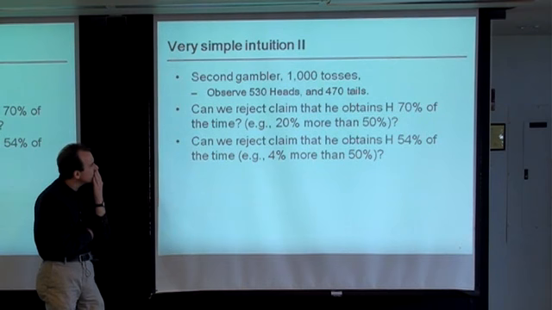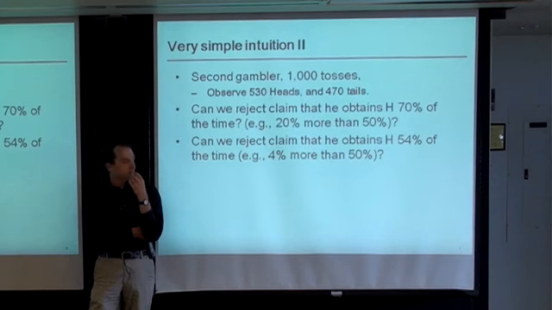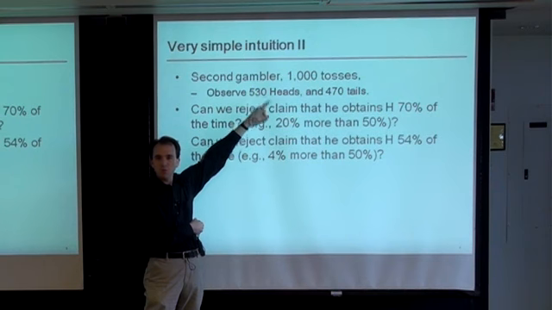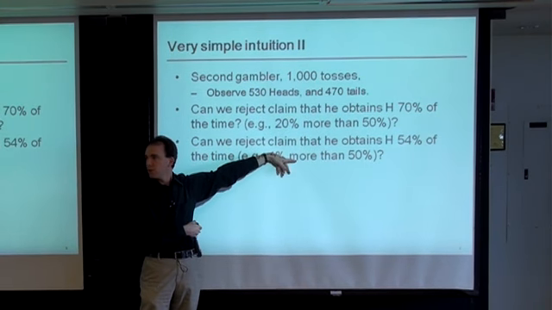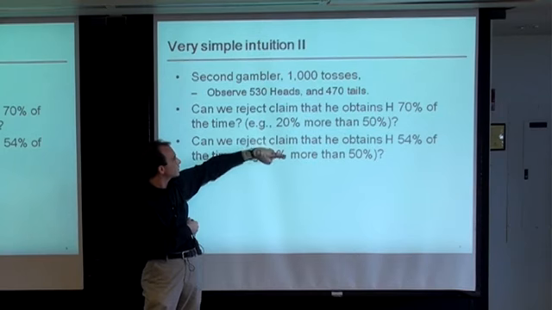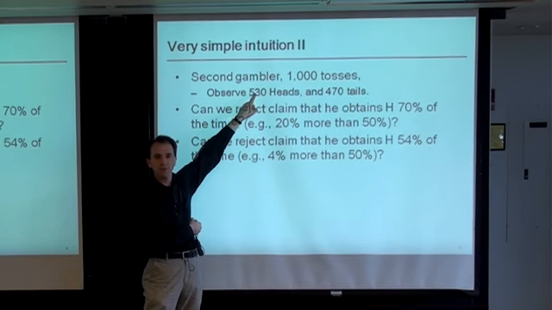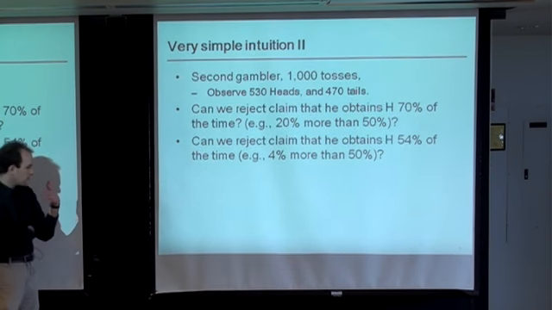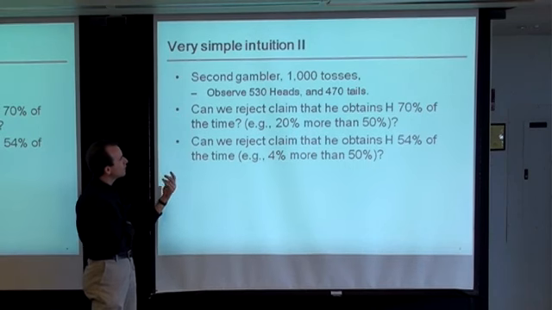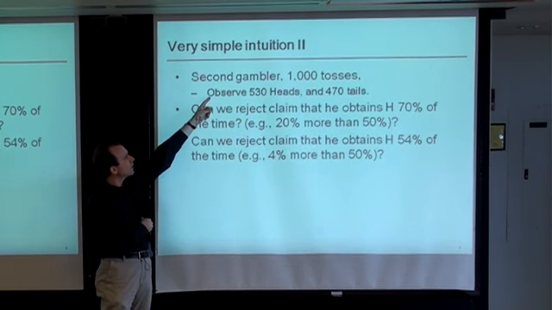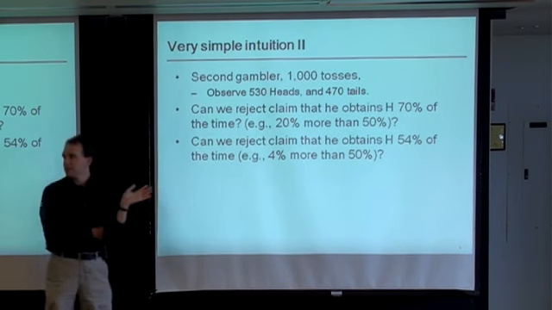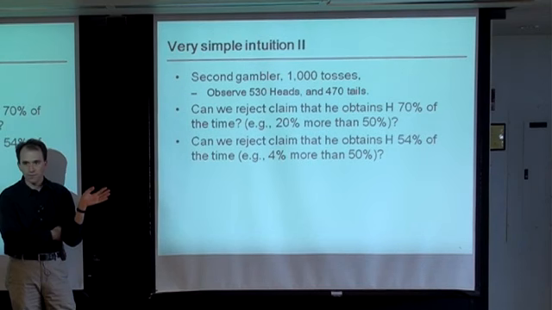So we could say, I can reject this claim. But suppose they claimed they could get heads 54% of the time, okay? And you observe they got heads 53% of the time. Well, you probably couldn't reject this claim, right? Because this is similar enough to this that, if this was the truth, this could have occurred by random chance. So in some sense, what we can say based on the data depends on how far the data is from our hypothesis and how much data we have. Okay, does that make sense as some basic intuition? Okay.